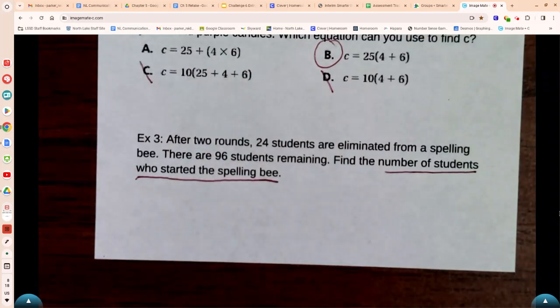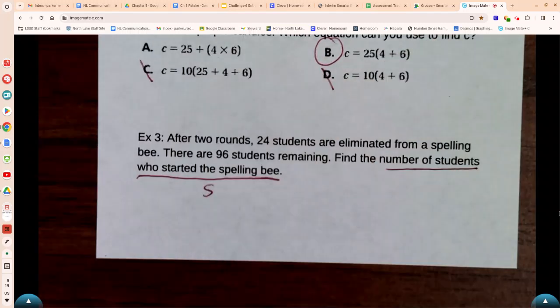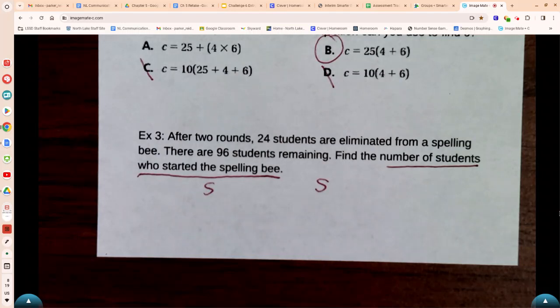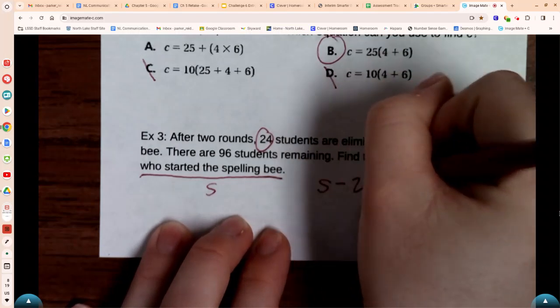And what is something that we use to represent unknown numbers in math? What do we use when we do not know a number? What is the thing that we use called? A variable. Does anybody have a suggestion about what variable you want to use to represent the number of students in the spelling bee? Aubrey? Sure, S is what I used when I made my little answer key, so let's go with that. So S is the number of students that started. If 24 students are eliminated, what operation does the word eliminated indicate is happening? Maya? Subtraction, minus 24.